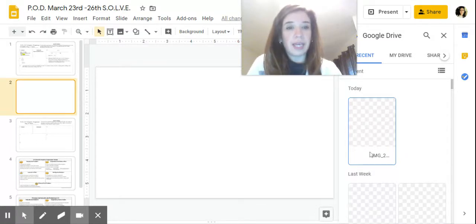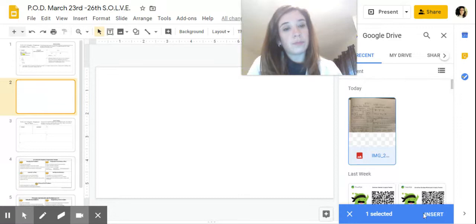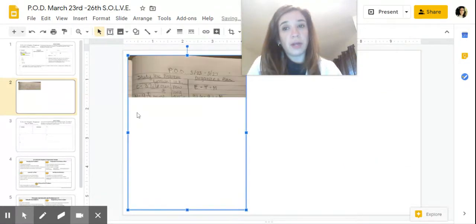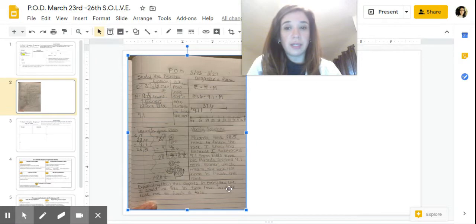It says image, so I could click it and then I can hit insert, and it'll put it into the blank one like this, and I would just leave it like that. That would be my work, and I would know, okay, that's what they did whenever they solved it, and then that would be it.